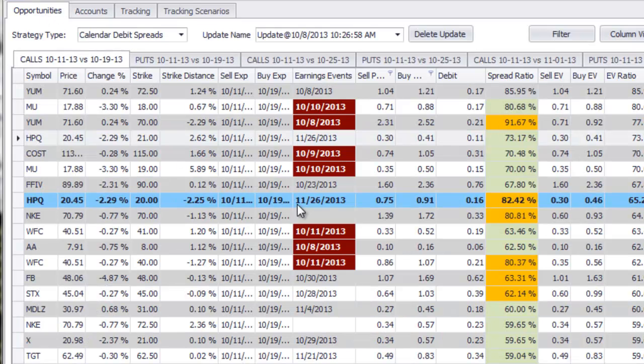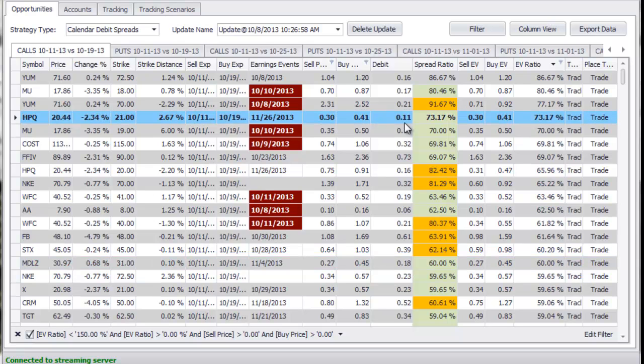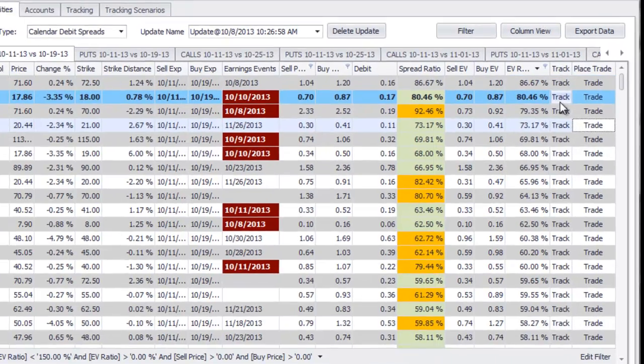So that is a quick rundown of debit calendar spreads, how they work, and what I look for in general. This is a great starting strategy to play around with. Again, I'm always in favor of taking a trade and learning by experience, but you don't necessarily want to do that before you really understand what you're doing and what you're looking for. If that's the case, just track it.